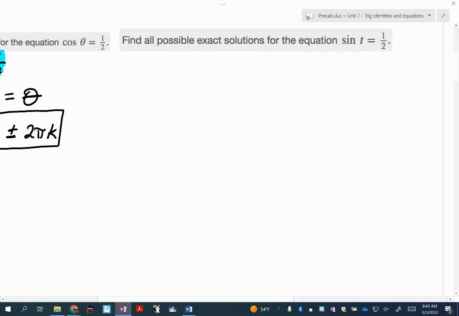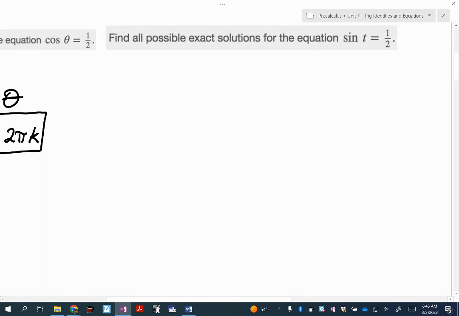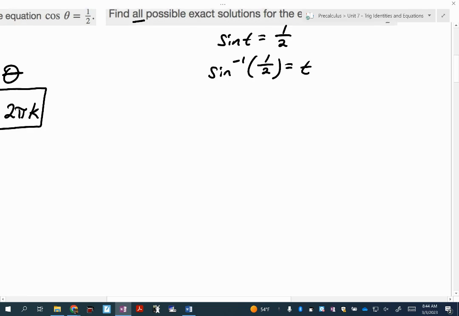Let's go to the next one. It says find all possible exact solutions for the equation sine of theta equals 1/2. I'm going to write it down. Again, this is already isolated, we don't have anything in front of or behind the sine, so it's very similar to what I just did. I'm going to go sine to the negative first power of 1/2 equals t. Again, I'm hopeful that we know this one: the sine of pi over 6 is 1/2. So this is one of my solutions.